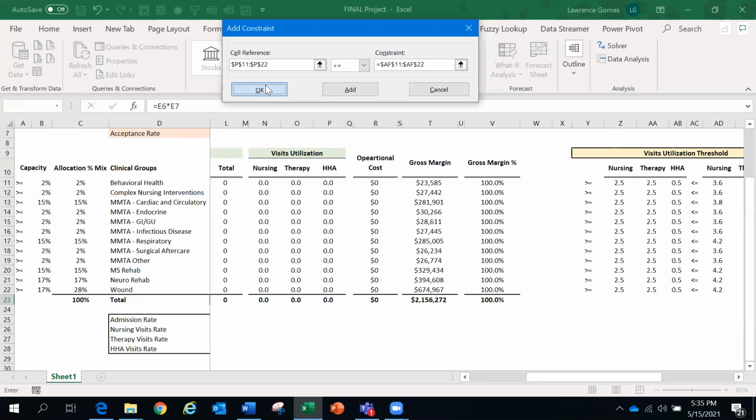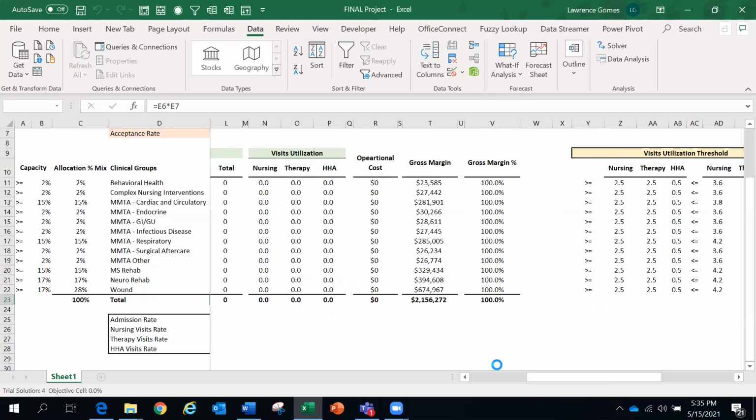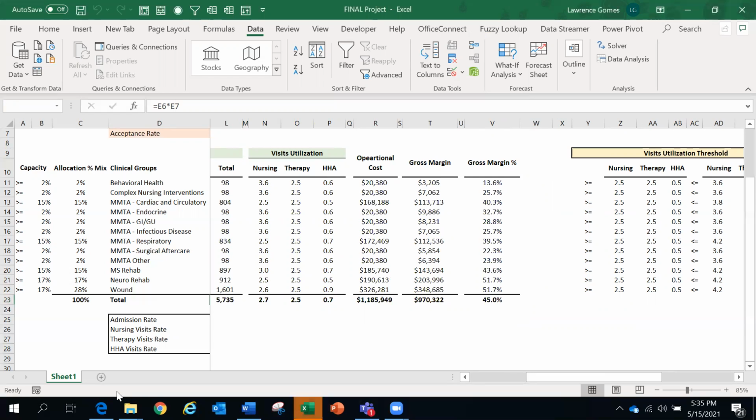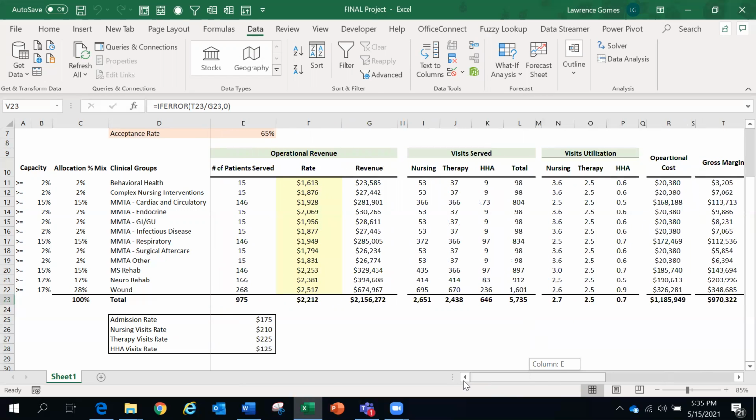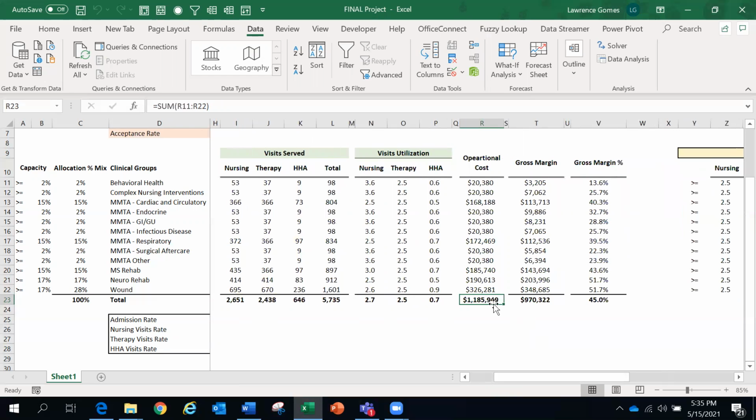If I run the solver, the solver is running and I've generated 45% of total net profit. So total operating revenue is 2,156,000. Total operational cost is 1,185,000. Total net margin is 970,000, and the gross margin percentage is 45% of the total.